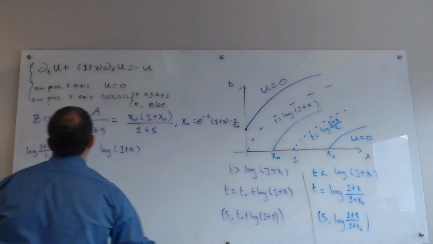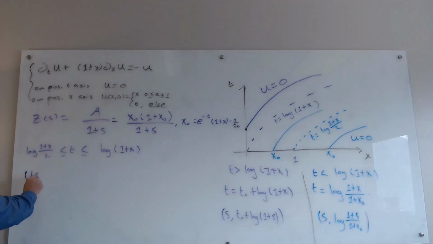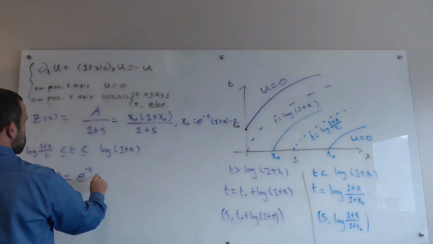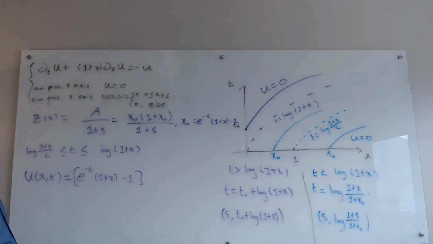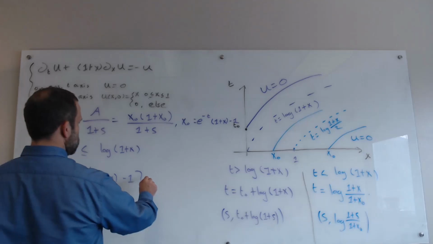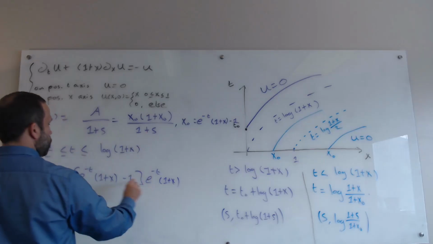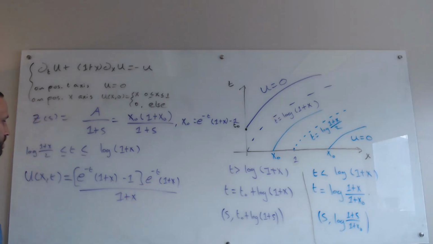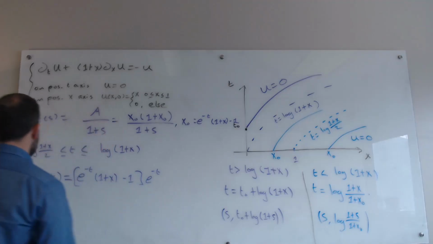All right, so now for the points x, t that satisfy this inequality, u of x, t is going to be equal to x naught, which is e to the minus t times 1 plus x minus 1, times 1 plus x naught, which is e to the minus t times 1 plus x, divided by 1 plus s. Remember, s is equal to x, so notice those 1 plus x's cancel. And remember, we only care about positive values of x, so there's no ambiguity. Okay.